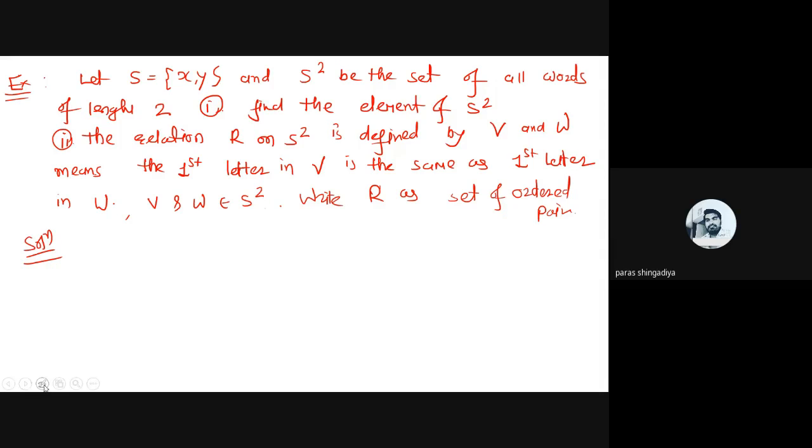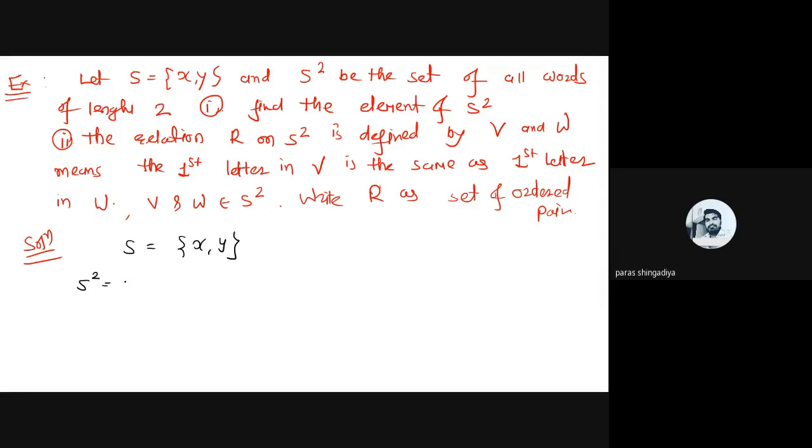So here S is given as x, y, and now you have to create S square, the set of all words of the length 2, meaning a 2-letter word only. If I consider x, y, z, then the length of this word is 3. If I consider x, y, z, w, then the length of this word is 4. So here we consider all such words of S that should have length 2.